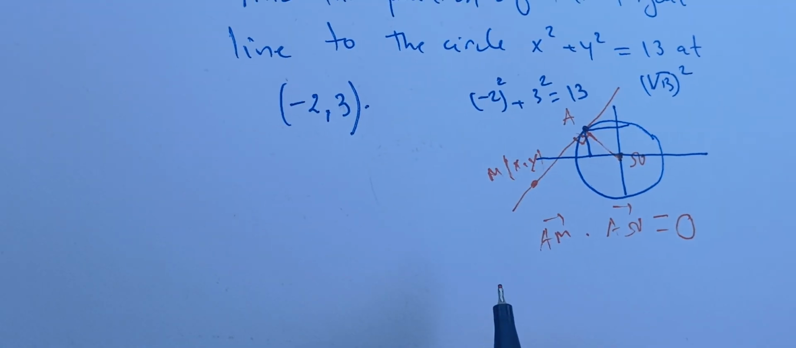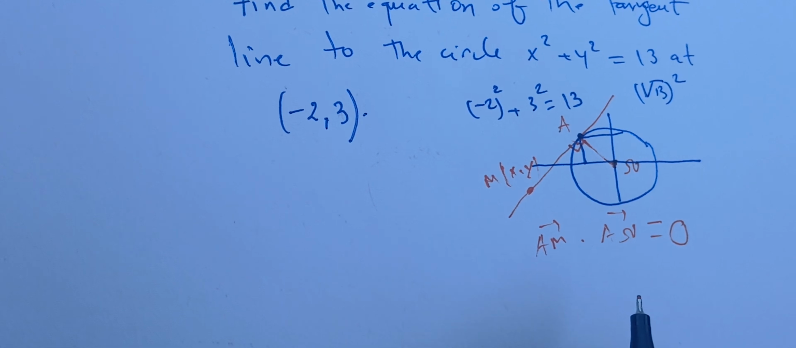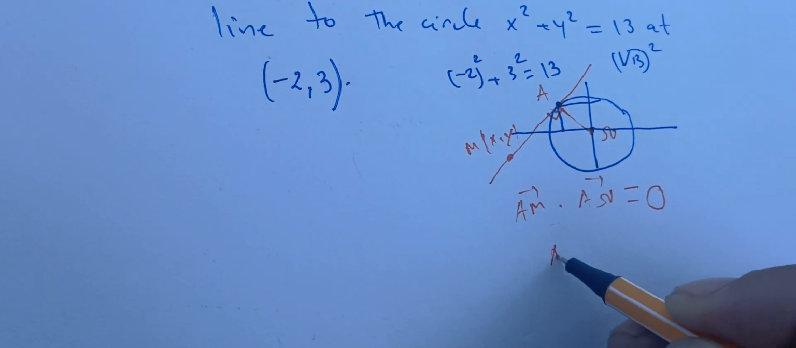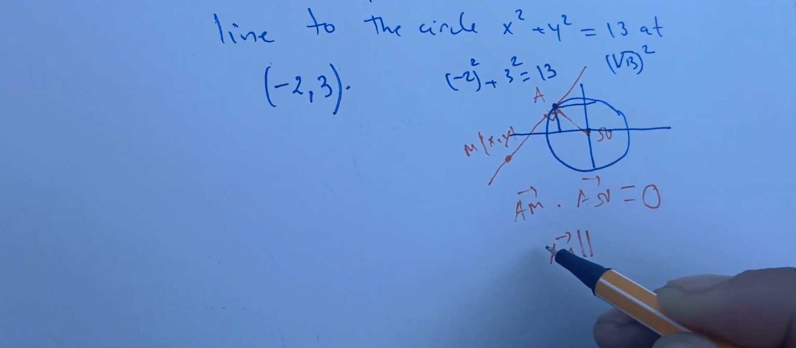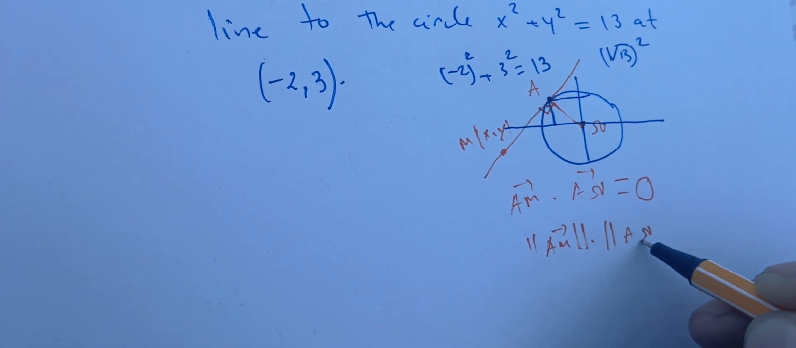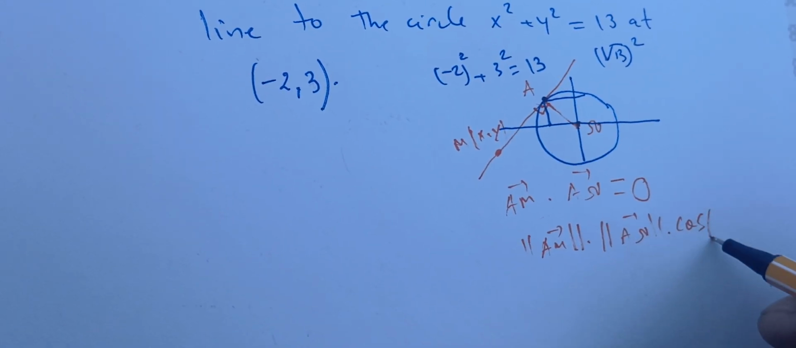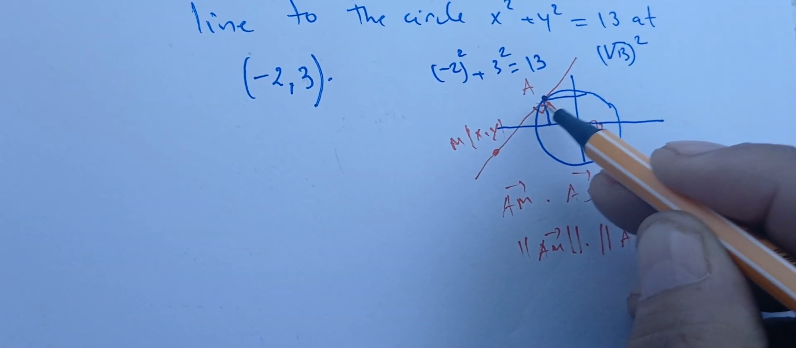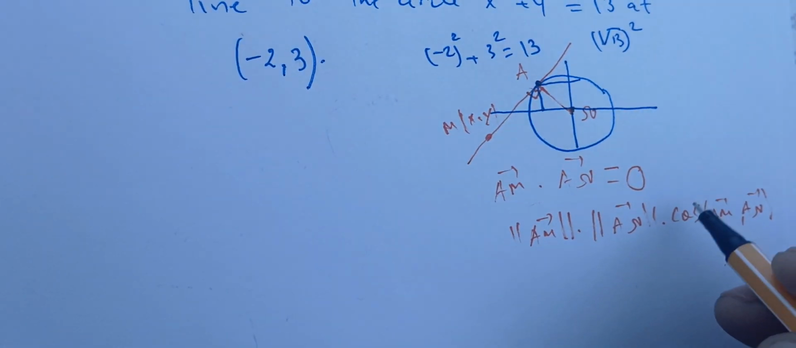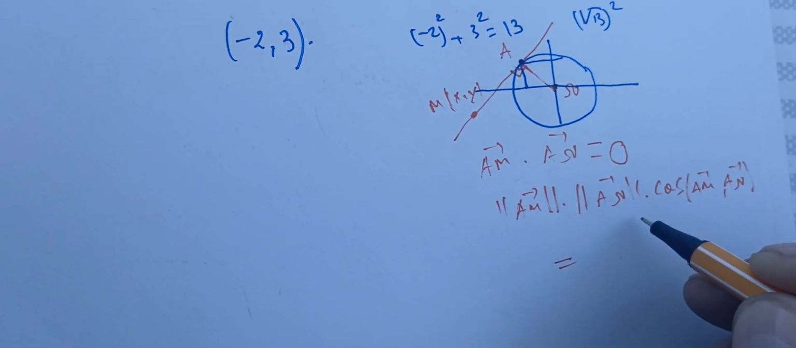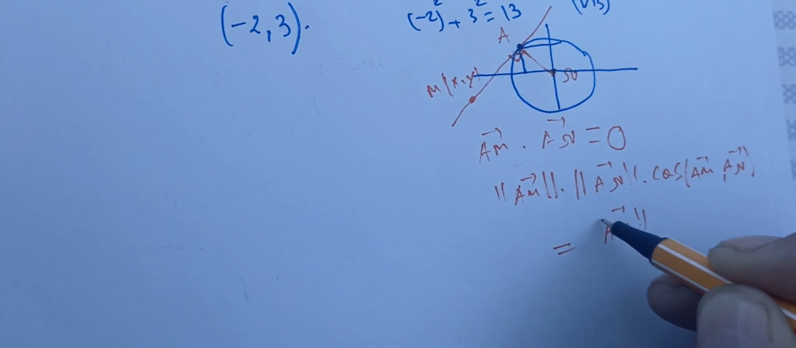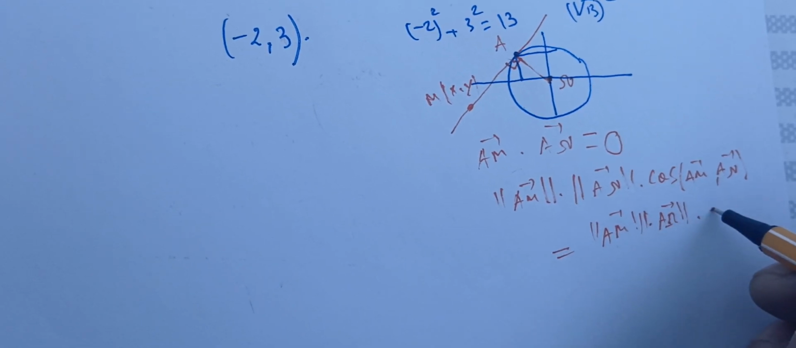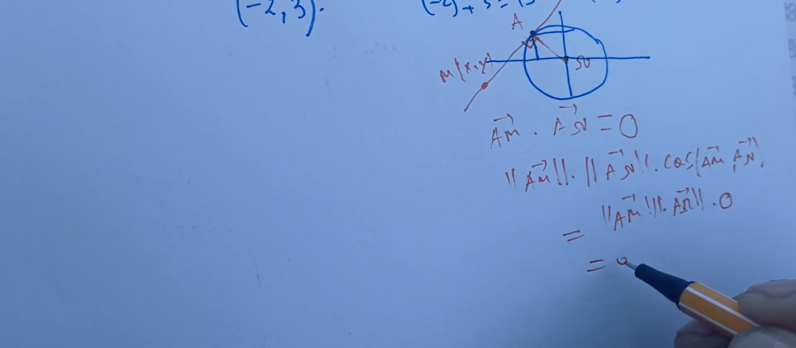Okay? Because, according to the definition of the dot product, this one is the modulus, or the norm, of AM times the norm of A omega times the cosine of the angle between AM and A omega. And this angle is pi over 2, or 90 degrees, and the cosine of this one here is 0. The cosine of pi over 2 is 0. Therefore, we have 0.